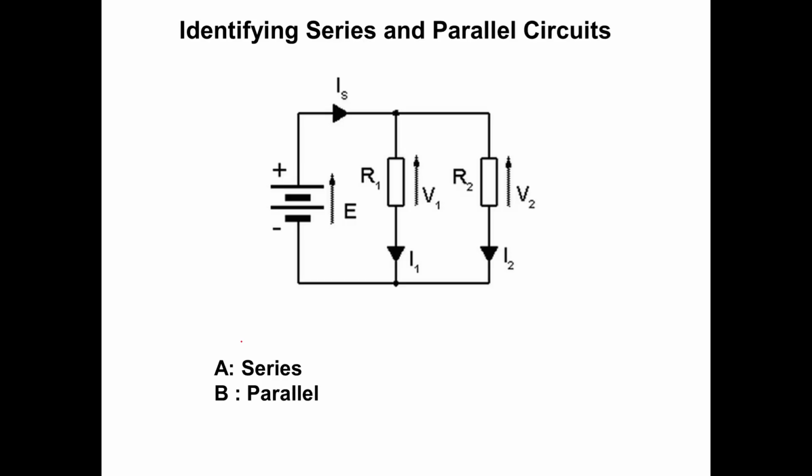Let's take a look at the next one. Is this a series or a parallel circuit? Because you can spot these branch points. There's a branch right there. It gives our current a decision point. This is a parallel circuit. Let's take a look at the next one.